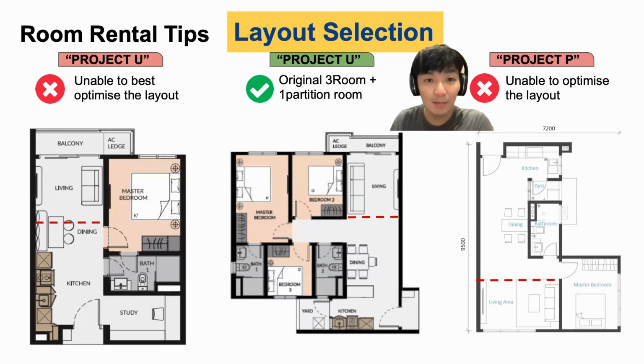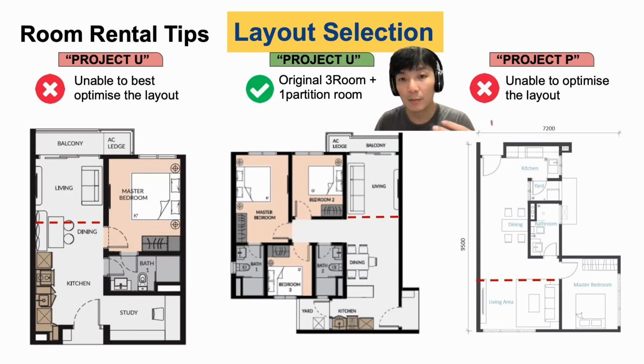So this one project, you unable to best optimize the layout. Yes, it can add partition to the layout, but can see here, this unit is only a 1+1. So you add one more, it doesn't really optimize much. Yes, it can add, but doesn't optimize much.